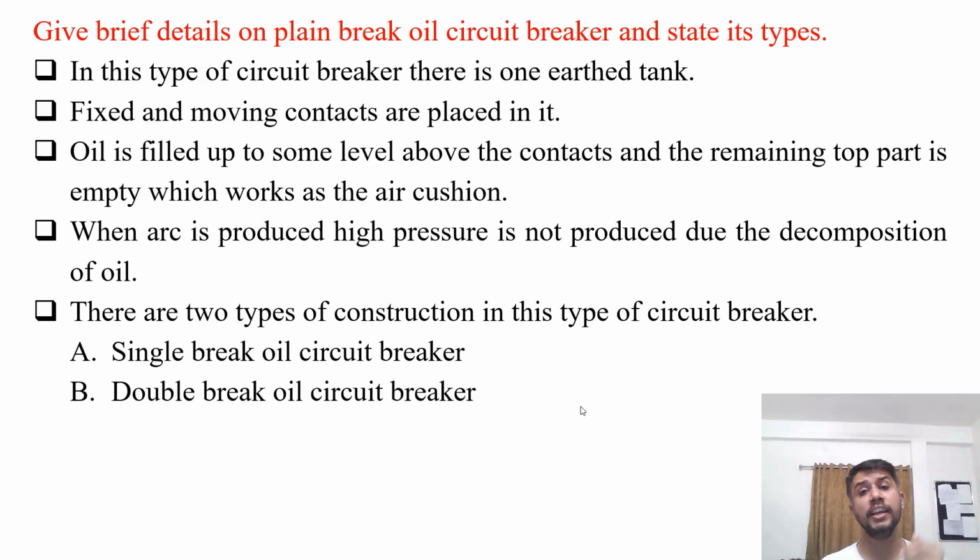for the decomposition of oil. Due to this decomposition of oil, gas forms and goes in the upward direction, and this works as an air cushion at that time. When the arc is produced, high pressure is not produced due to the decomposition of this oil. There are two types of construction in this type of oil circuit breaker: one is single break oil circuit breaker and the other one is the double break oil circuit breaker.